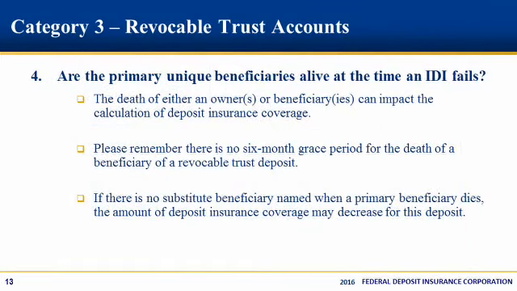The fourth question is, are the primary unique beneficiaries alive at the time a bank fails? It is important to remember that the death of either an owner or a beneficiary can impact the answer to this question, and thereby the calculation of deposit insurance coverage. While there is a 6-month grace period for the death of an owner, there is no 6-month grace period for the death of a beneficiary of a revocable trust. If there is no substitute beneficiary named when a primary beneficiary dies, the amount of deposit insurance coverage may decrease for that deposit.